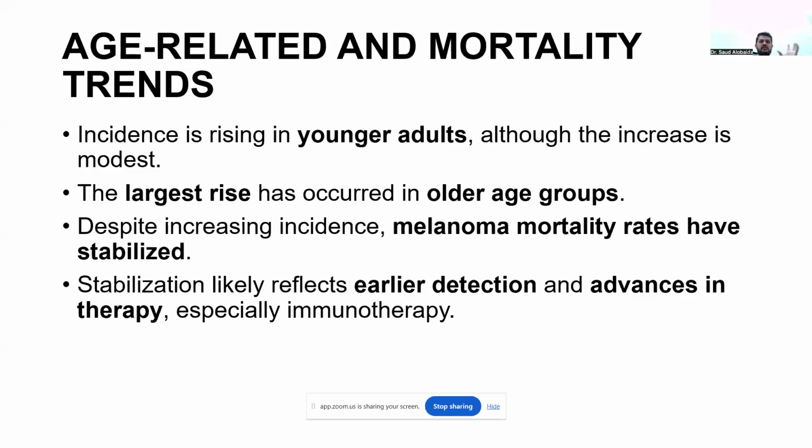Age-related risks: their incidence in younger people is increasing, although it's modest. The largest is by far in the older age groups. But as I mentioned, the mortality did not have that much change.